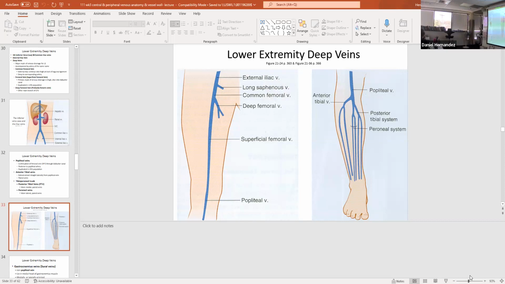I'm sorry, is this a long saphenous with that? So this one's actually a superficial vein. So we're gonna go over that in a moment.